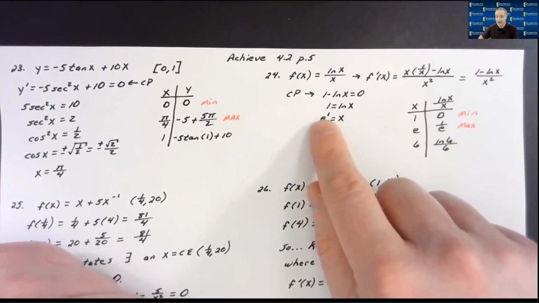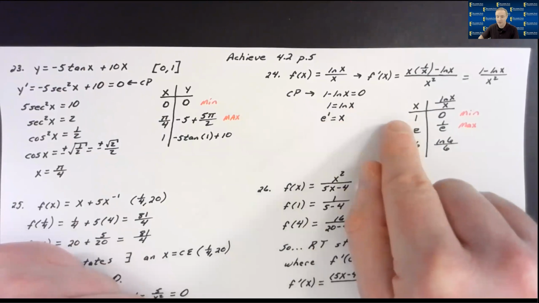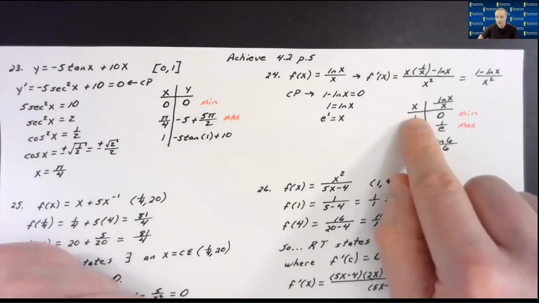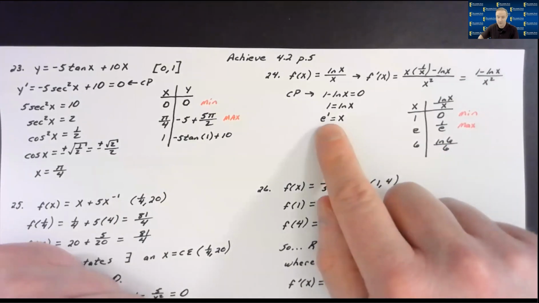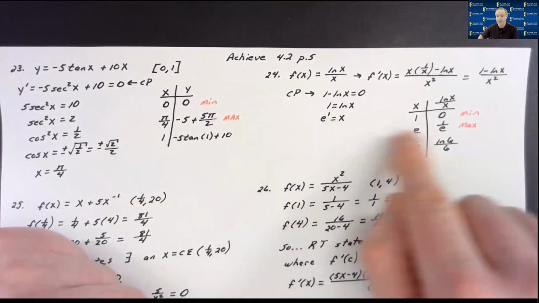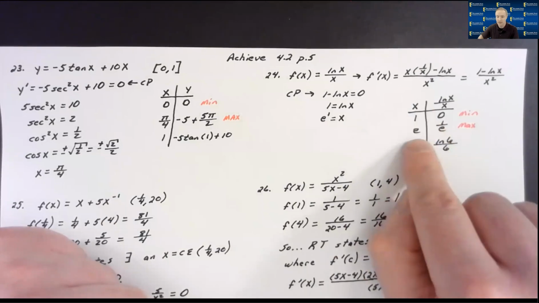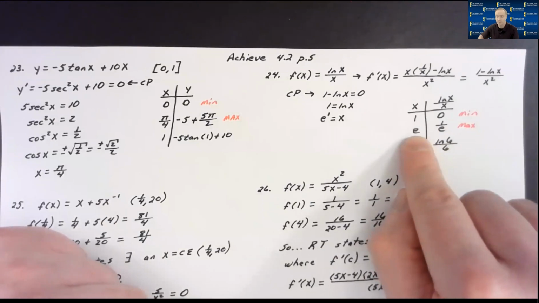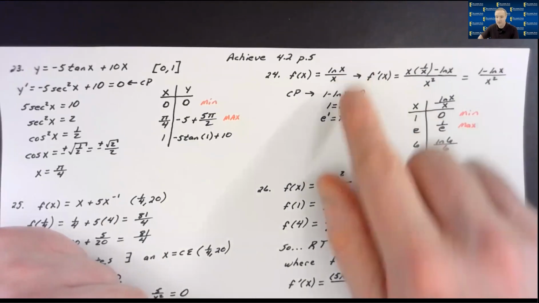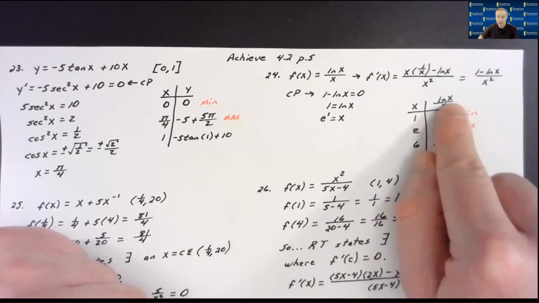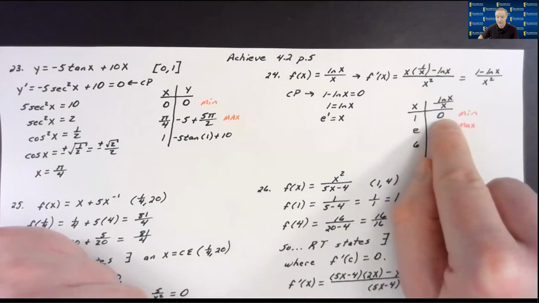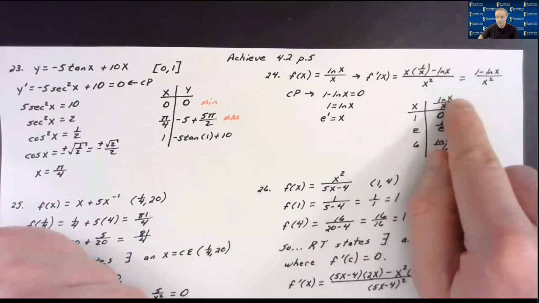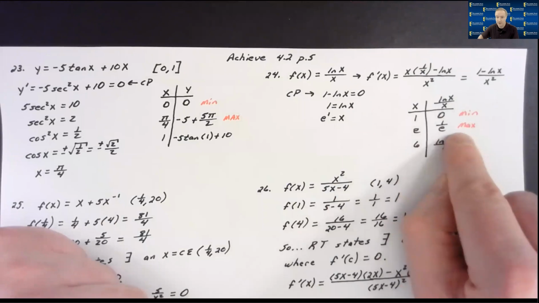Now, is that value within the region in this problem? This problem wanted all x values between 1 and 6. Well, e is 2.718281828, so it's certainly in between. So I'm evaluating at both endpoints and my one critical point within them. When you plug a 1 into my function, the natural log of 1 is 0, so you get a y value of 0 there. When you plug in e, the natural log of e is 1, and then you're dividing that by e, so we get 1 over e.